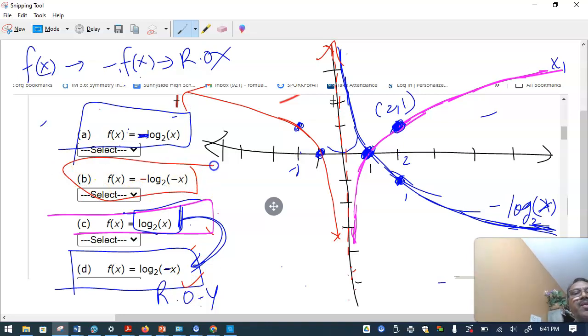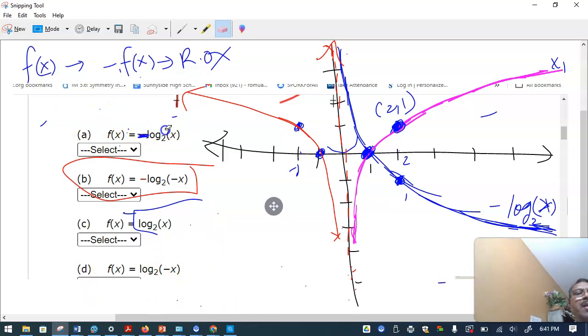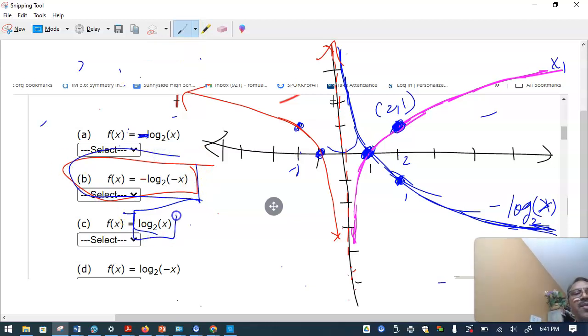But what is the meaning of this? Let me clean everything, too much stuff here. So there are two things. What does this basically mean? The original function is log to x. Is this part? Look at this thing. What does this mean? It is reflect first. So first you reflect over the y-axis. That means the pink color becomes the red color.